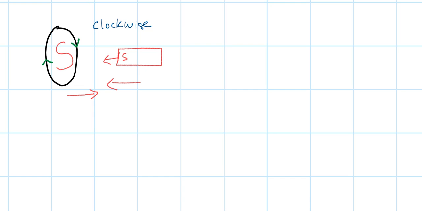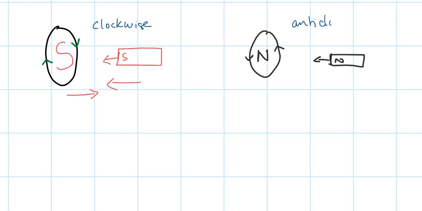Now these two situations: in one case it was pushing a north pole of the magnet towards the coil, you found that a north pole was produced, and to produce a north pole you will have to have an anti-clockwise current. Now you know these two situations very nicely.